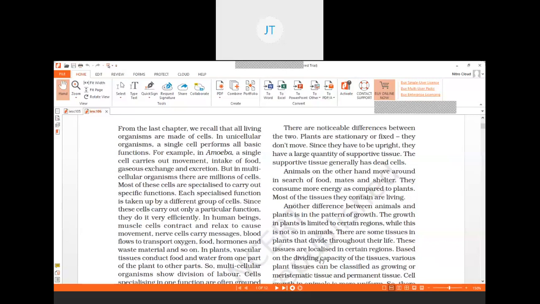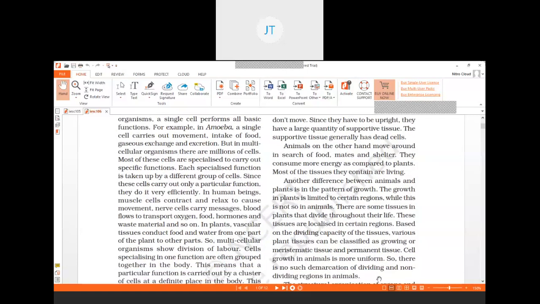Based on the dividing capacity of the tissue, various plant tissues can be classified as growing or meristematic tissue. That I already told you. And those tissues which are not growing are known as permanent tissue. See, these are the two types of tissue you will see in the case of plants. One is growing, that is known as the meristematic tissue, and the one which is not growing is known as permanent tissue.